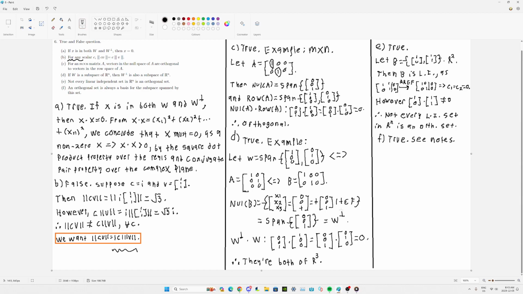We can also check, similar to up here, that it's orthogonal, and we see that yes, it is. The most important thing, though, is are they both in R3? And yes, we see that it is.